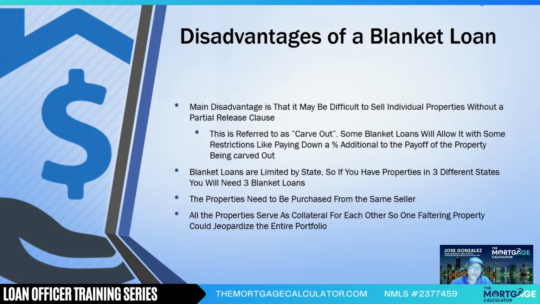And one thing which isn't as obvious but is super important is all the properties serve as collateral for each other. So one faltering property could jeopardize the entire portfolio, right? So now you're going to have to make it up, or whatever could be the issue with that property, because if they have to foreclose, guess what? They're going to foreclose on everything, the entire portfolio.